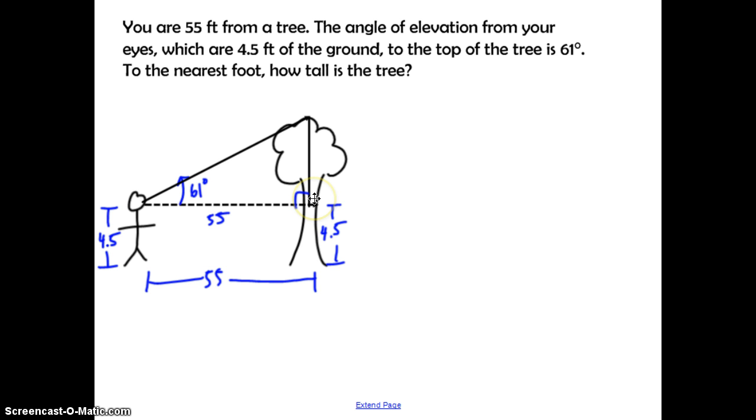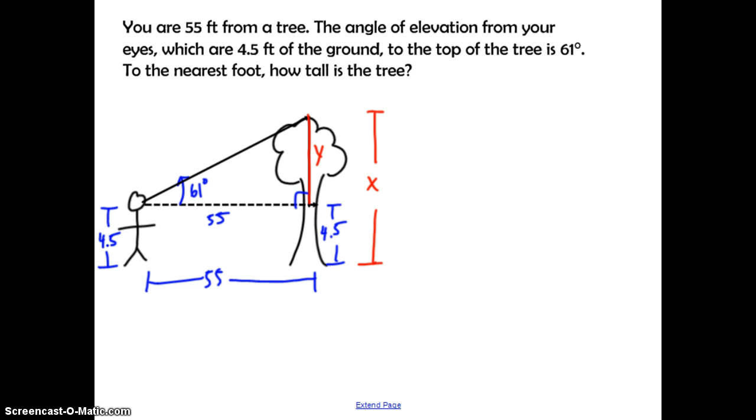So for the angle of elevation, you need to start out the horizontal, it needs to go upwards, and then he can see the top of the tree. That angle measure is 61 degrees. So we need to find the entire length, or the height of the tree. So we need to find that x, but in order to do that first, we need to find this measurement of y. So let's do that.